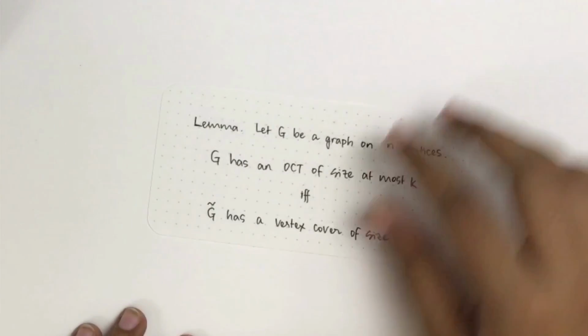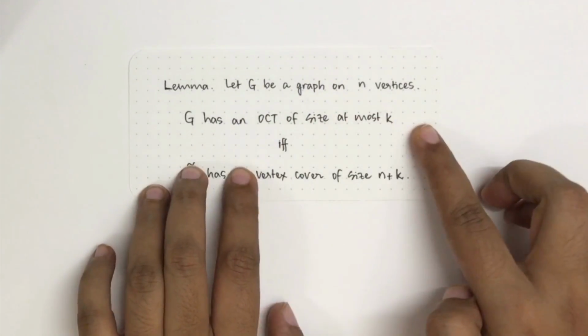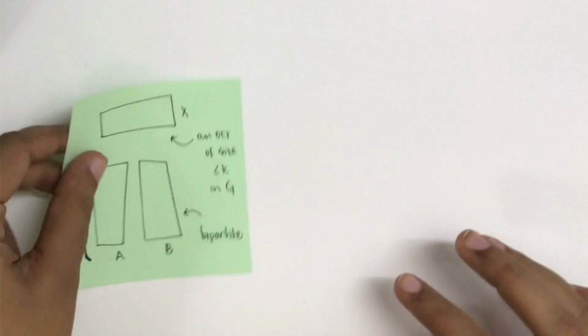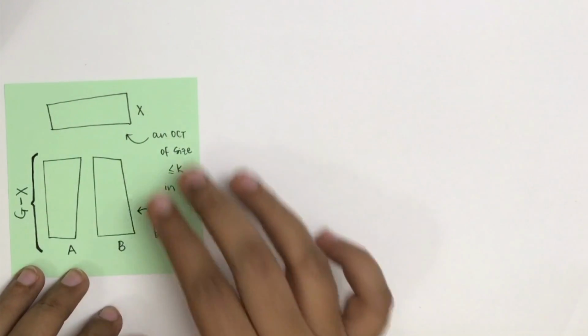So with that out of the way, let's get started with proving the first of these two statements, which is to say that if G has an OCT of size at most k, let's show that G tilde has a vertex cover of size n plus k. So let's start with G. Here is G, and let's say this is some OCT of size at most k. This is a very abstract version of G. I'm no longer working with the specific graph that we started with. So at this point, the discussion is just going to be about some generic graph G, some generic instance of OCT.